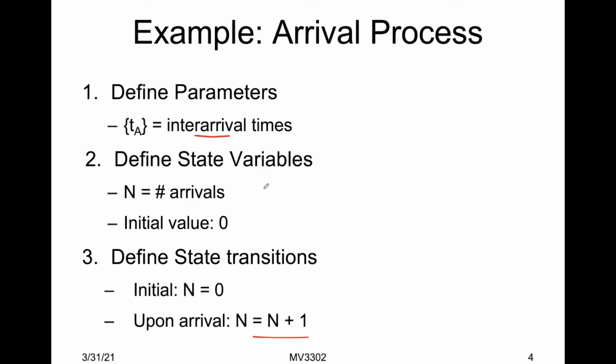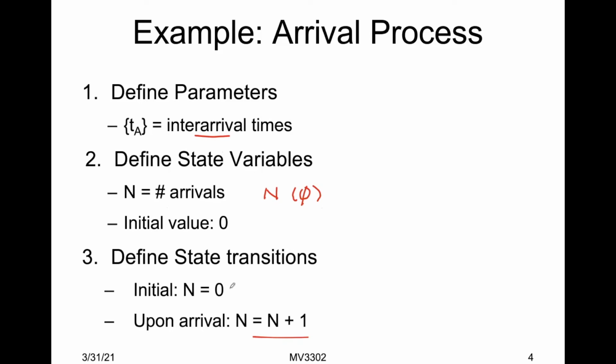Typically, instead of writing all this out, I would often say something like n and then put the initial value in parentheses. That's perfectly fine, as long as the initial value is there. The initial value has to be there. If I ask you to define an event graph model and you define your state and do not give an initial value, then it'll be marked down.